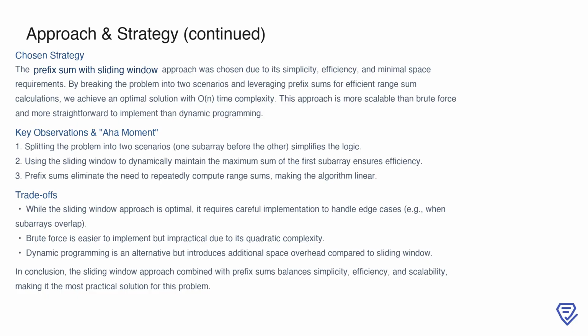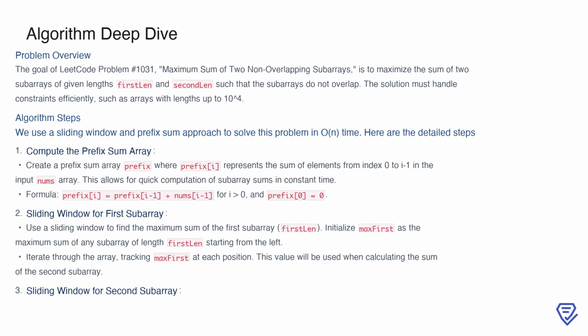The problem we're tackling here is to find the maximum sum of two non-overlapping subarrays of specified lengths, first len and second len. The key challenge is ensuring that the two subarrays do not overlap while maximizing their combined sum. Given the constraints, with arrays potentially as large as 10^4 elements, a brute force approach would be inefficient. Instead, we use a combination of a prefix sum array and a sliding window technique to achieve an optimal solution in linear time.